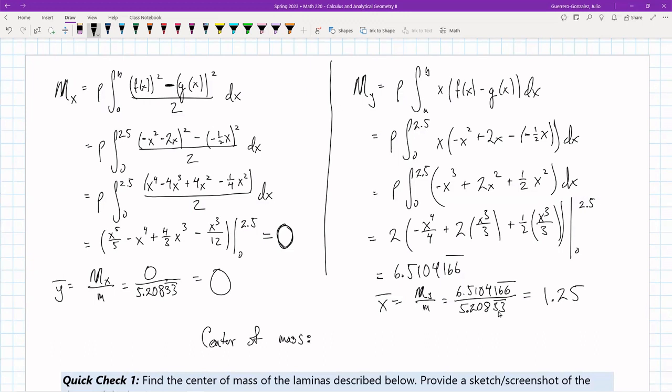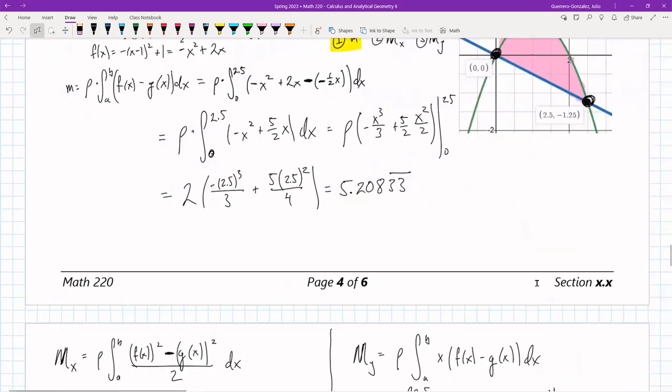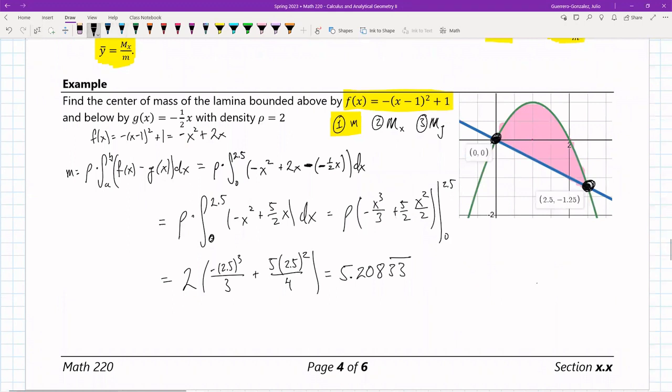So our center of mass, our balancing point, our fulcrum for our shape needs to be placed at 1.25, 0. That's where we need to place our finger. That's where we need to put the pencil in order for this shape to balance out. So 1.25, that's a quarter right there, about. So in order for this thing to balance, we have to put our pencil right there at that particular spot.